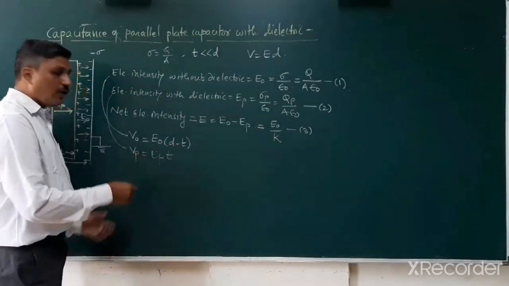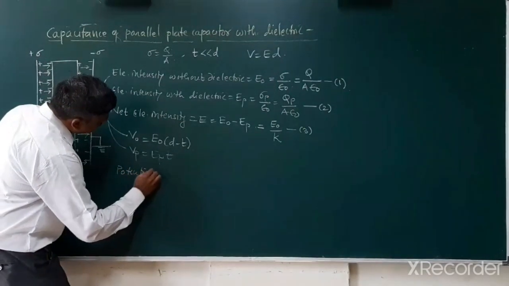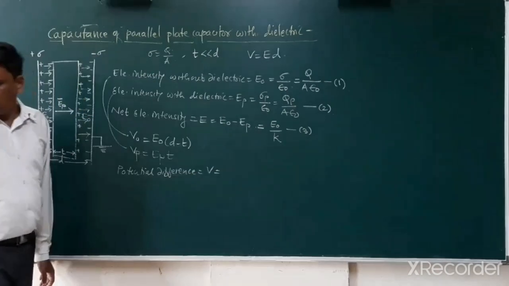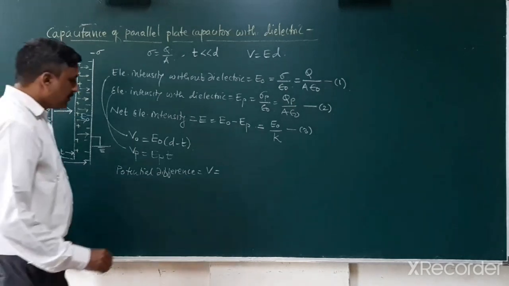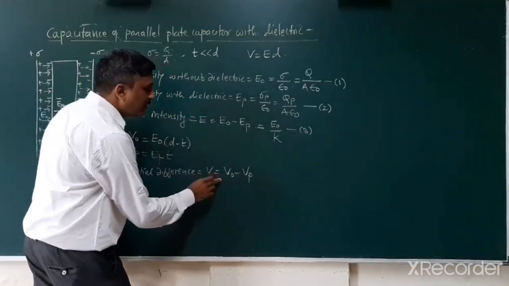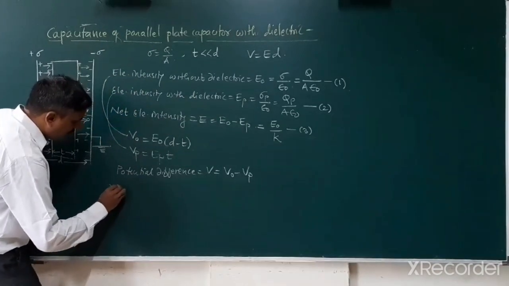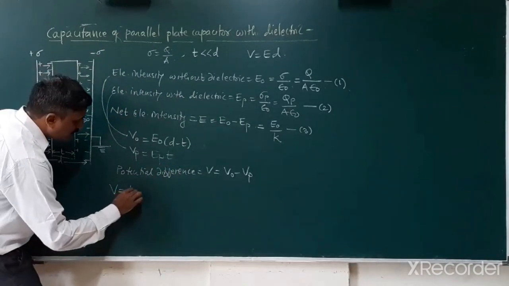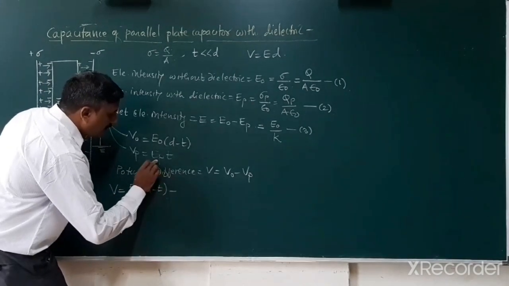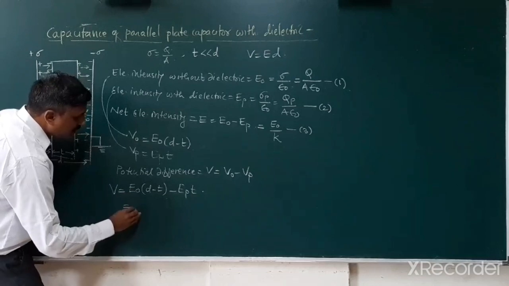Just writing in this way. And now we calculate the potential difference. The potential difference is V equals V0 minus Vp. Now substitute the values here. So V equals, the value of V0 is E0 in bracket d minus t, minus Ep into t. Now substitute the values.